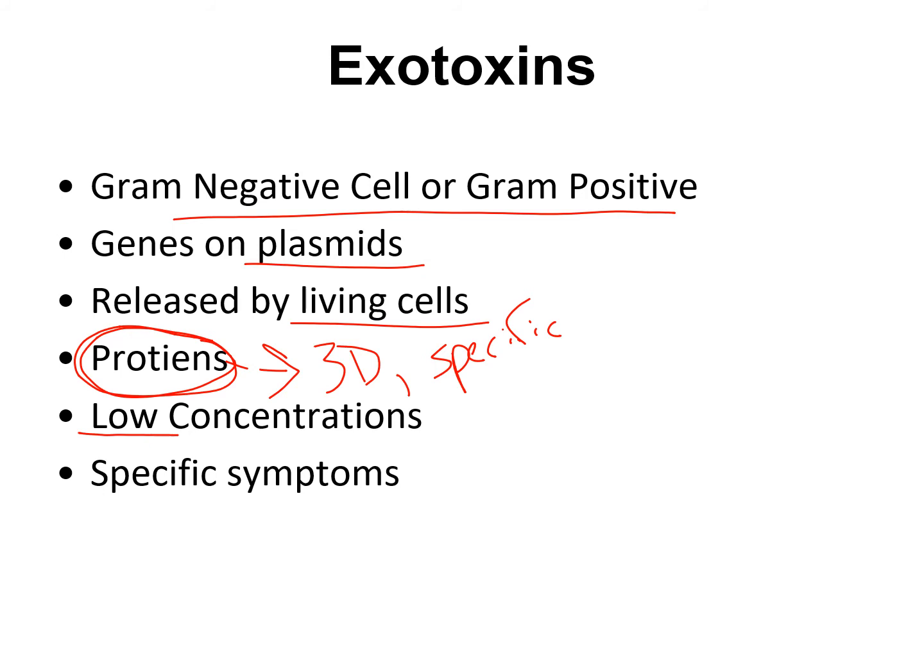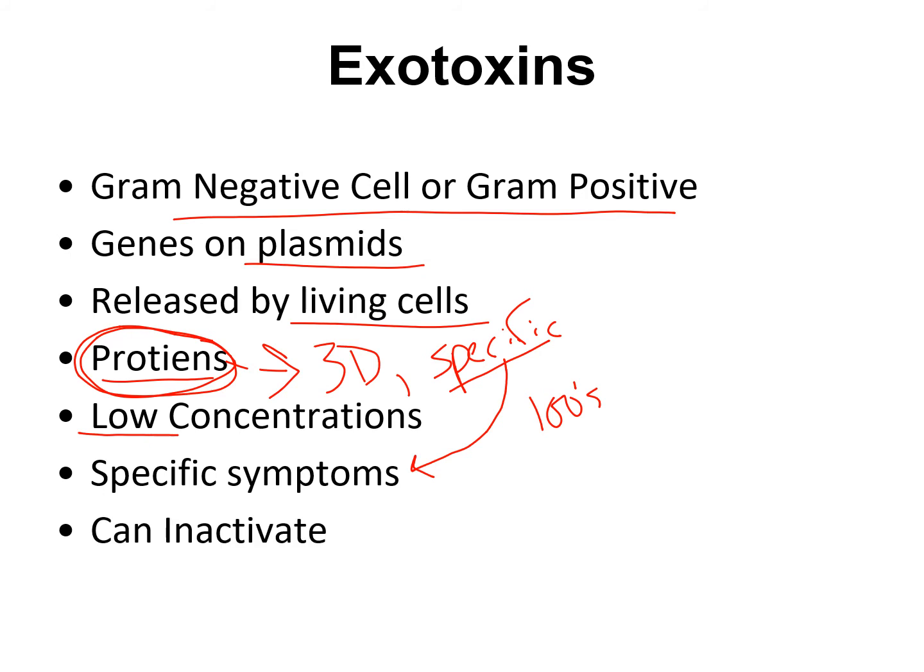And because these are proteins and proteins tend to be specific, these exotoxins have very specific symptoms. And there are hundreds of different types of exotoxins, and they all have very specific targets and effects on the tissues.